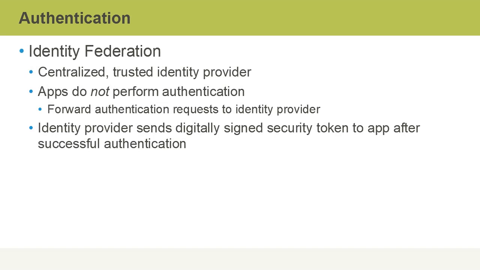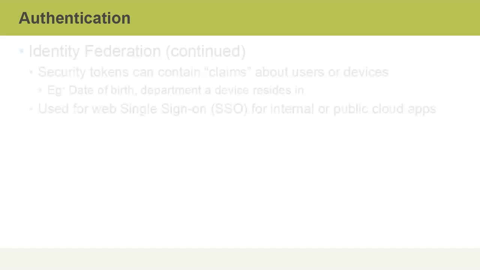Identity Federation is a centralized trusted identity provider where we have a single copy of credentials. So applications then themselves do not perform authentication. Instead, they forward authentication requests to the identity provider. In turn, the identity provider then sends a digitally signed security token to the app after successful authentication.